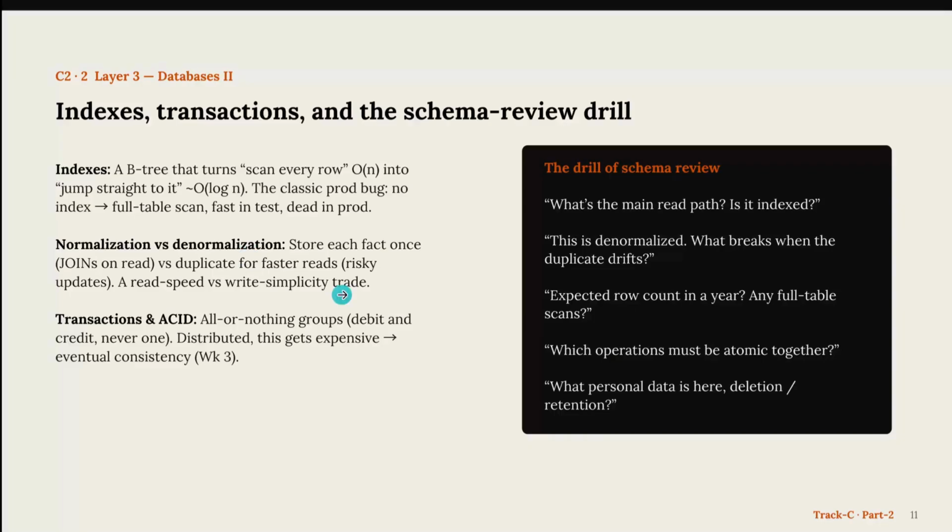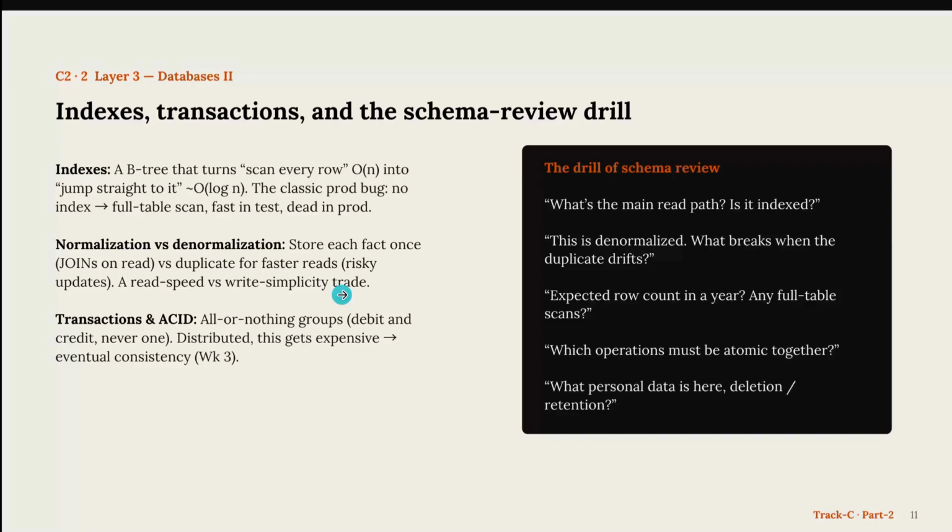Transaction and ACID, the framework that's used for transactions. You need to know that if the transaction needs to completely process, that is all or nothing, like debit and credit, never doing partial things, then you need to go for a SQL kind of database. If it is distributed, this will get expensive because you will have to write in multiple places, and you also need to understand eventual consistency. Eventually, will the data be consistent across systems?